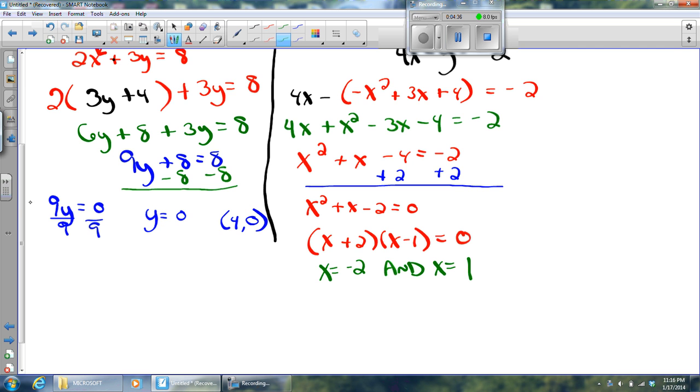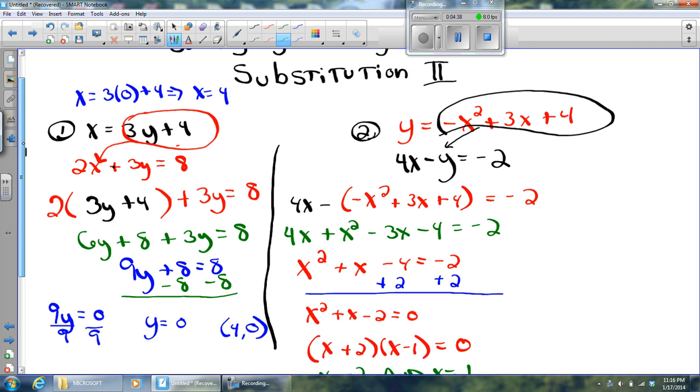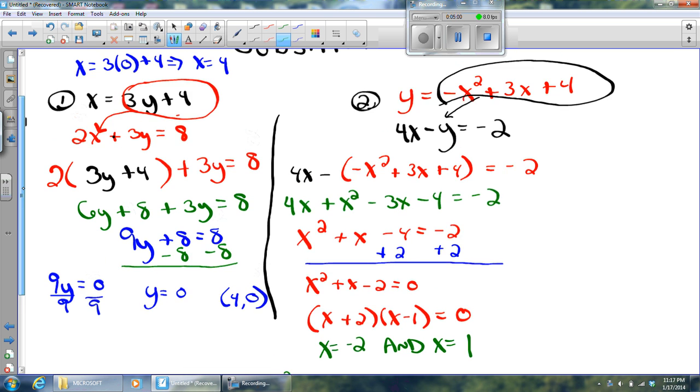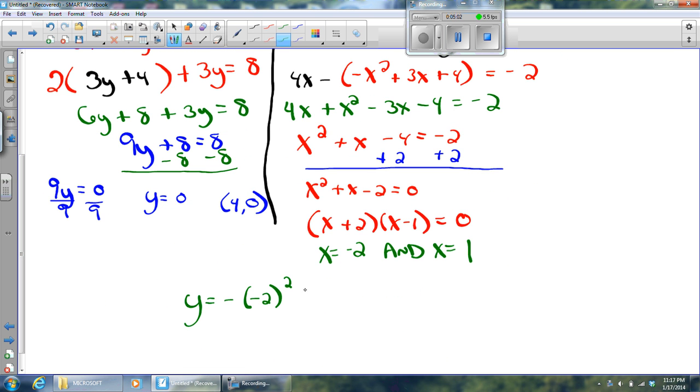Now to find y, I could plug my values into the equation where y is alone, or I could plug them in here and then solve for y. I think I'm going to plug them into the red one. It'll probably be simpler. So I'm going to write y equals negative (negative 2) squared, notice I used the parentheses, plus 3x plus 4. So plus 3 times negative 2 plus 4.